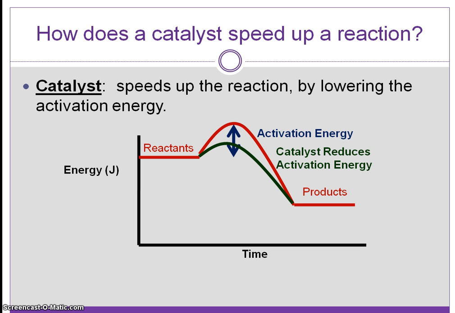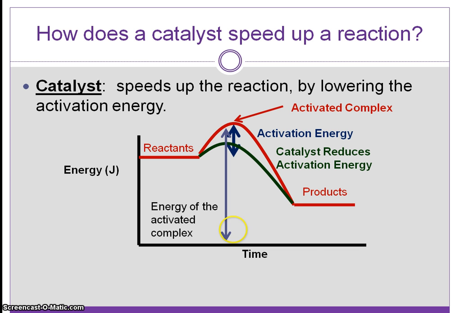And there's one more thing you might be asked about, and that is the name of the thing that's way up here at the top. So once it reaches the top of the hill, it's no longer a reactant anymore, but it's not quite a product yet. It's kind of an in-between state that's very high energy because it's at the highest peak there. And that's called the activated complex. And the energy of that would be the entire amount from the x-axis to the top of the hill.